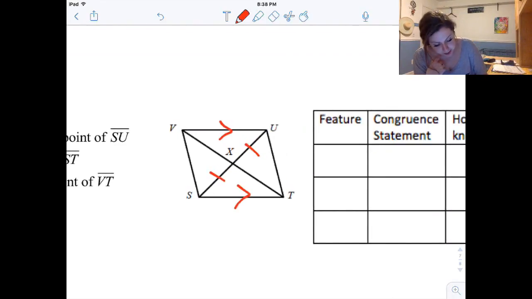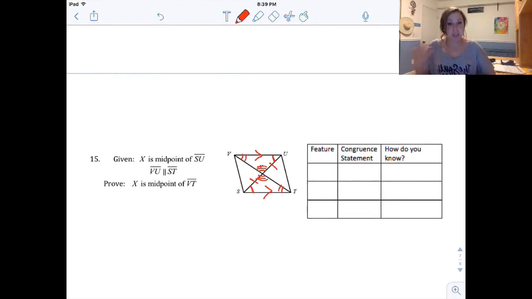Also, I could use like this and this, parallel lines. I could also use this and this. And I see vertical angles. So my good friend vertical angles are hanging out here. So you've got a lot of options of how to do this one. I'm going to go with vertical angles and alternate interior. I'm going to use all three. You don't have to. You could just use alternate interior twice.